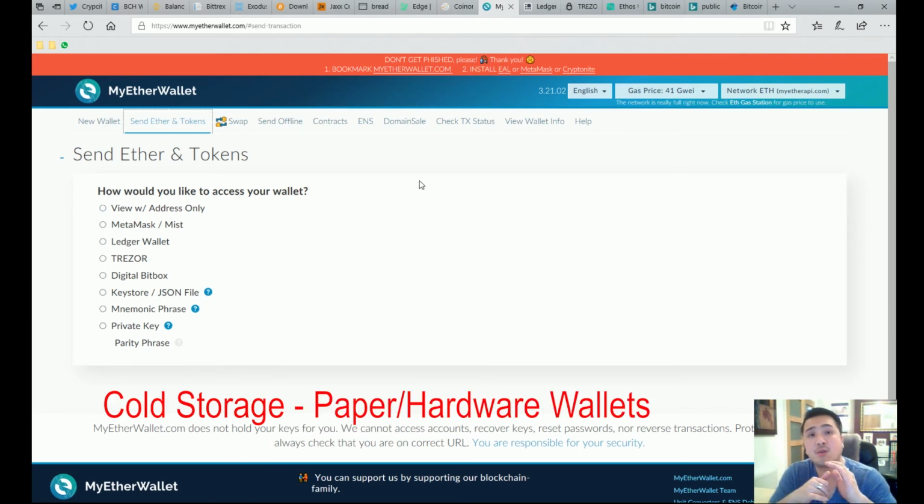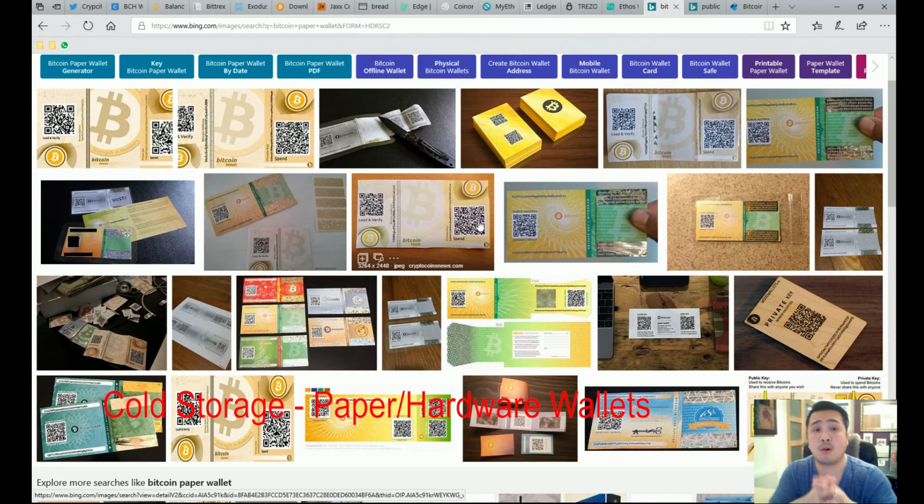You can also store your cryptocurrencies on what's called cold storage. Now, what are cold storage wallets? Cold storage wallets are pretty much any wallet that is offline. It's not connected to the internet, such as a paper wallet, or keeping your private key offline, or using a hardware wallet. What is a paper wallet, you say? A paper wallet is pretty much one of these.